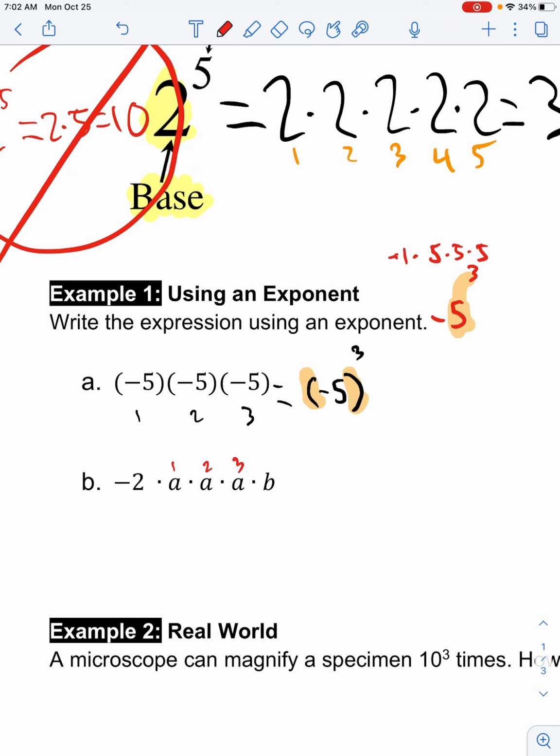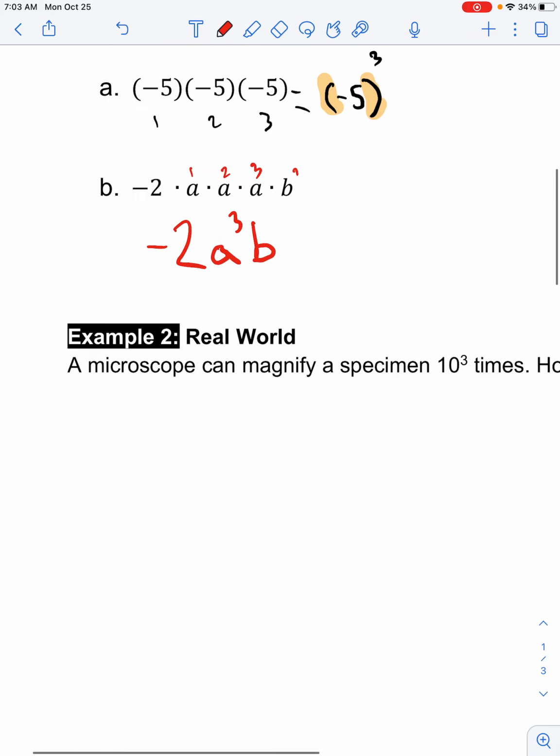All right, in this next example, I have A times A times A, it's multiplied 3 times. So I'm going to take negative 2 A to the 3rd power times B. Negative 2 only occurs one time and B only occurs one time. So it's like having an exponent of 1. This is like saying B to the 1st power, but we don't need to write that. Not quite necessary.